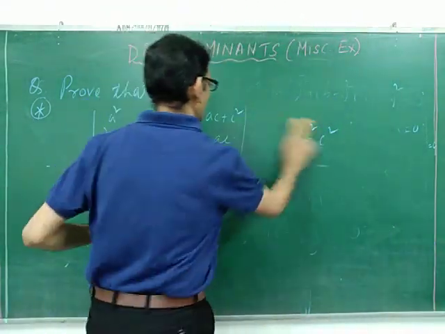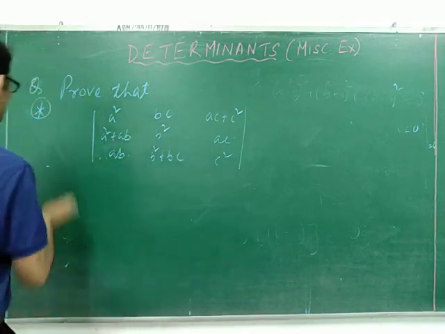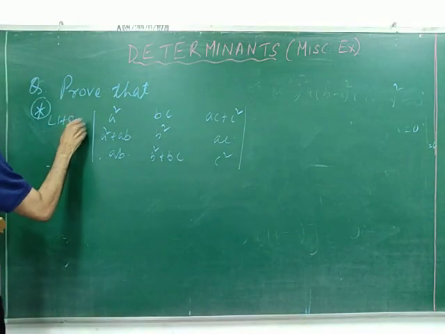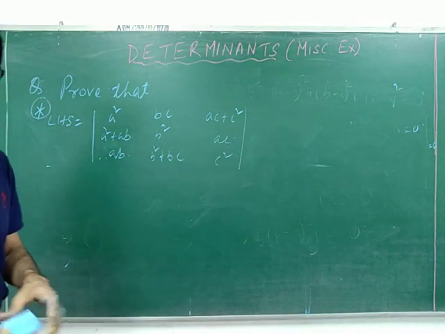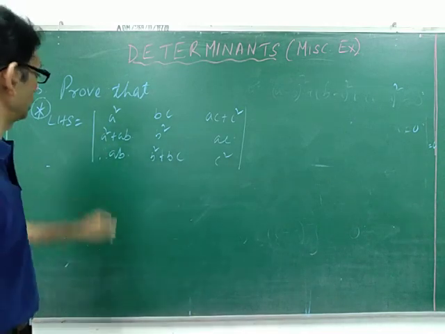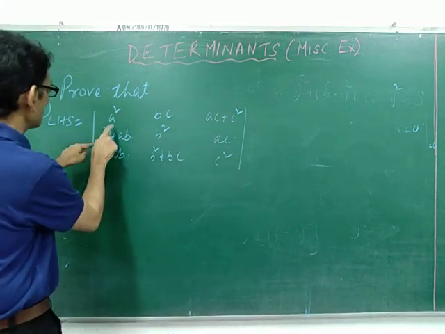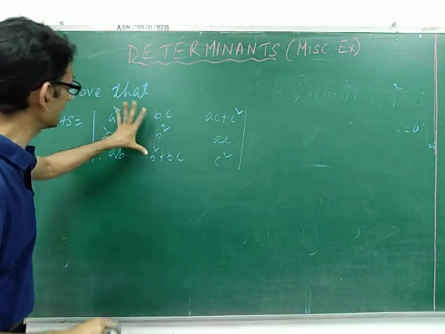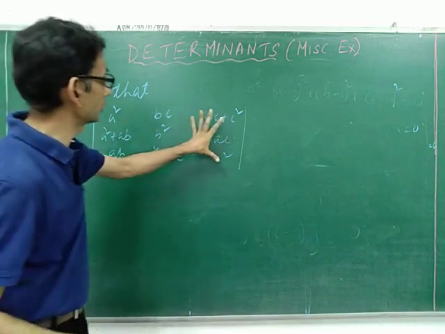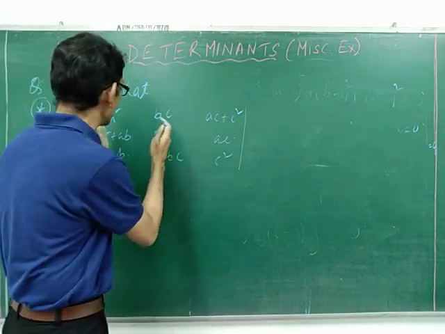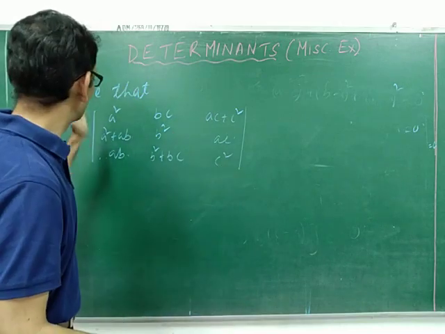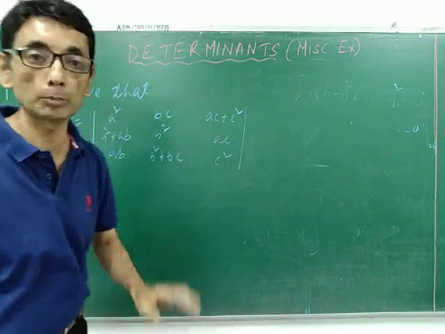Okay, let us solve this sum with the left hand side. Okay, now what is your observation for the first column? In the first column we have seen that A is common. Similarly, in the second column B is common, and in the third column C is common. So we are going to take A, B, C common from the first, second, and the third column respectively.